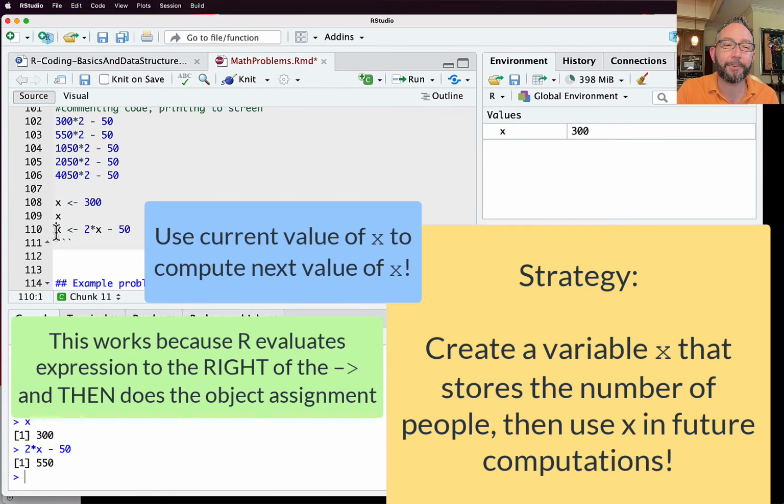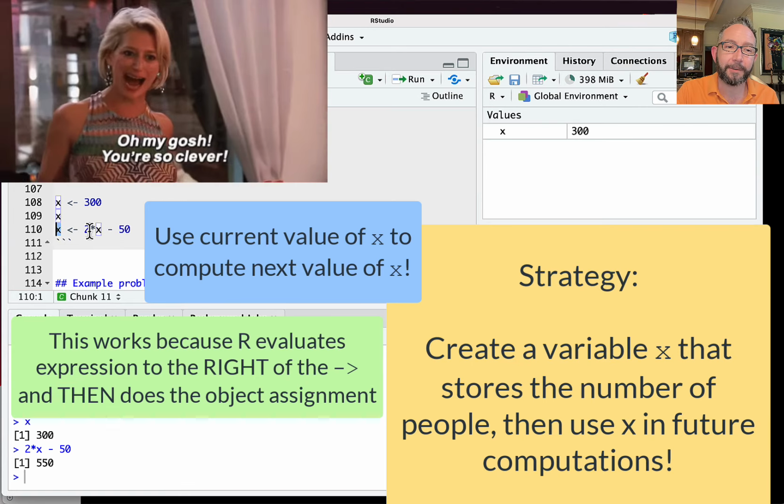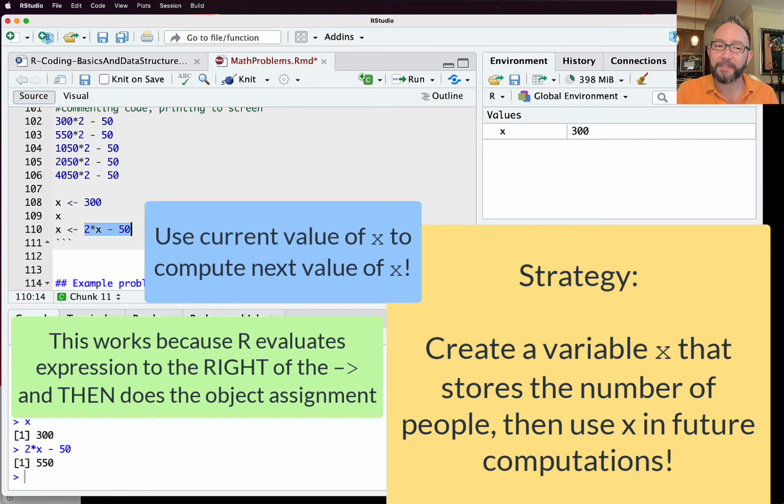The way that it evaluates an expression that has that left arrow is it notices the presence of the left arrow itself and says, okay, first thing I'm going to do is to evaluate what's on the right-hand side of that arrow. I'll see what this equals, and I'll take that quantity and I'll left arrow that into my variable x. So I know, if I just highlight 2 times x minus 50 and run that as a command, that works out to be 550.